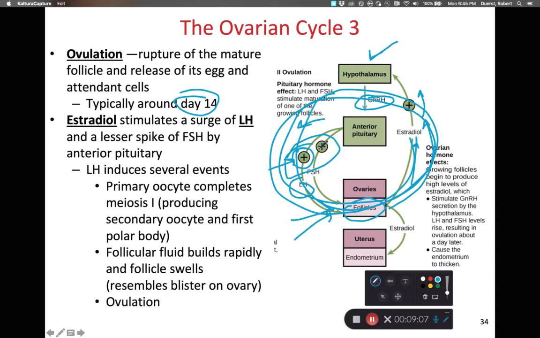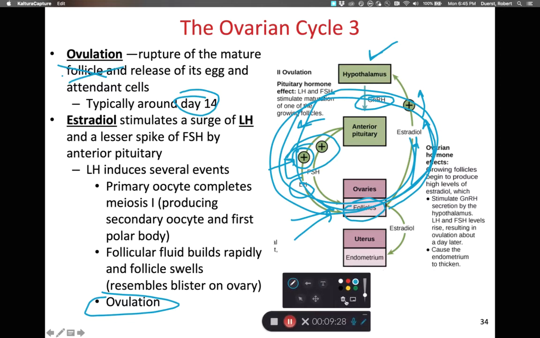And this cycle needs to be stopped. And there needs to be a very dramatic event to stop this positive feedback loop. And this very dramatic event is ovulation. After ovulation, we are going to take that mature follicle and get rid of it. And the follicle is going to be converted to a corpus luteum, or the yellow scar.